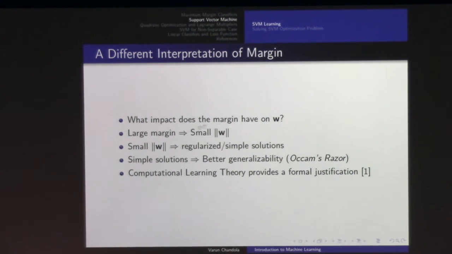And later we'll also see things like kernel methods. There, when you do polynomial expansions and basis function expansions, having small w, as we have seen before, also has the effect of keeping the solution simpler. So that is another motivation for doing maximum margin. Any questions so far? All right.